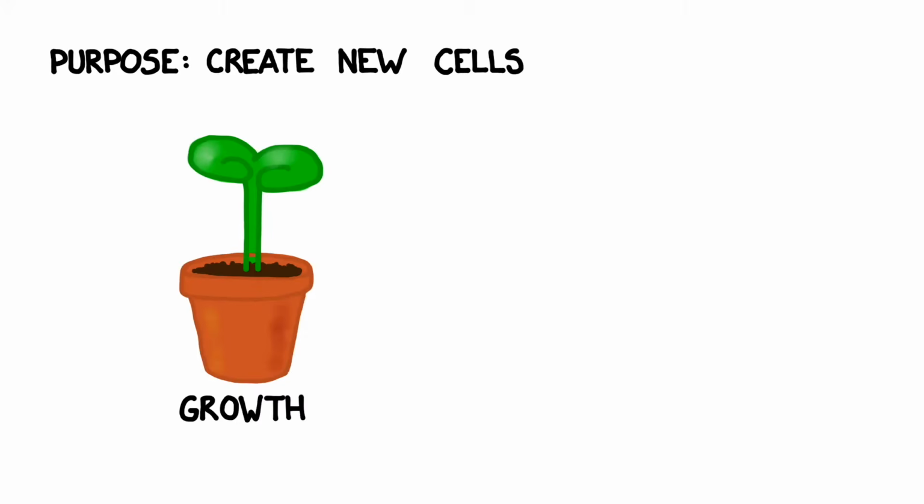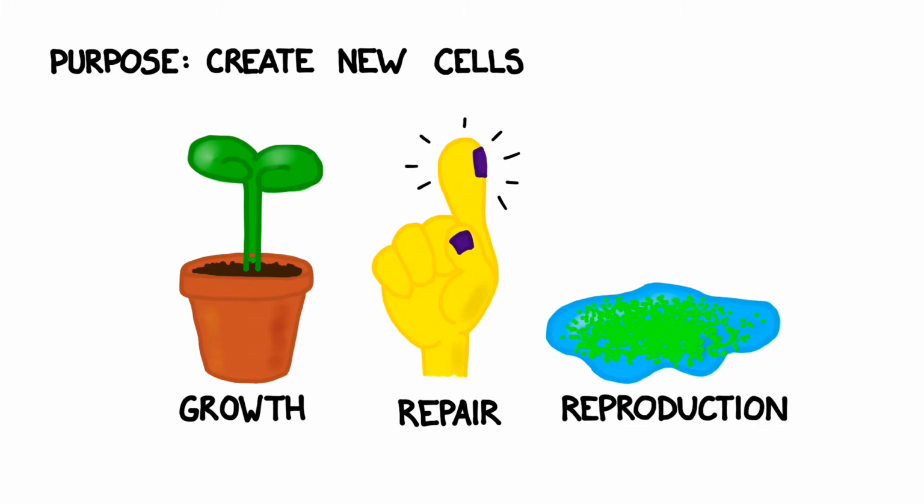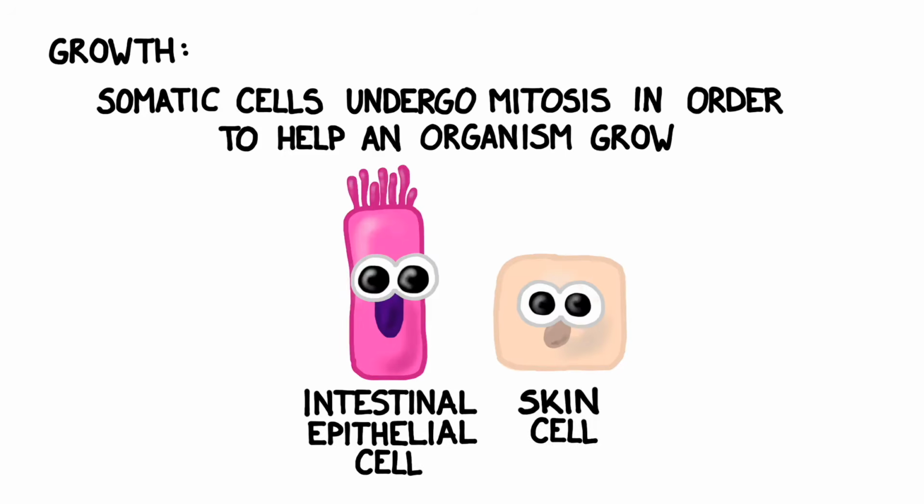The overall purpose of mitosis is to create new cells. However, the specifics depend on the context. Mitosis is involved in growth, repair, and sometimes in reproduction. Somatic or body cells undergo mitosis in order to help an organism grow. The cells divide and make identical copies of themselves.